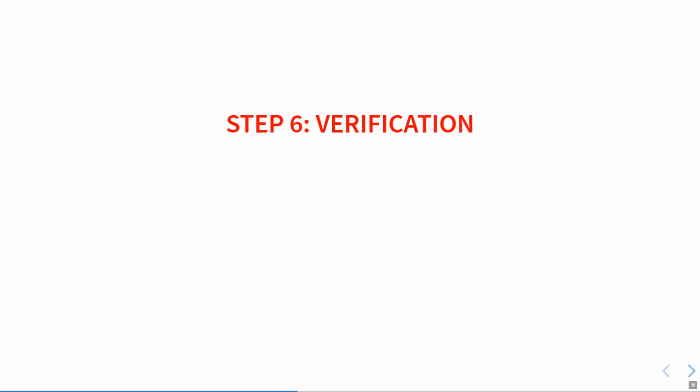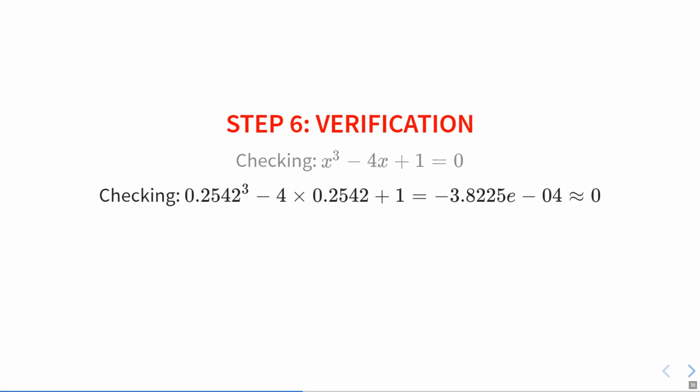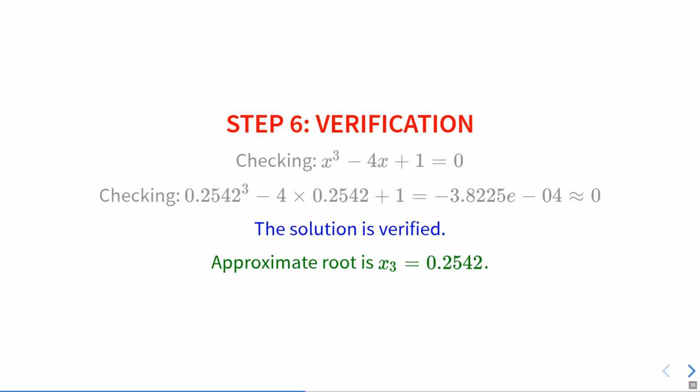So now verification. x³ - 4x + 1, where x is 0.2542: 0.2542 cubed minus 4 into 0.2542 plus 1, so we'll get approximately 0, actually -3.8225 e to the power -4, so that approximate value is 0. So the solution is verified, and here the approximate root is 0.2542 using the Regula Falsi method. That's it.